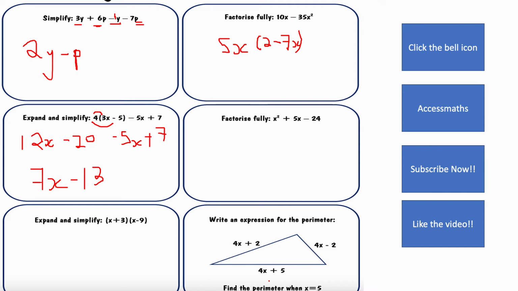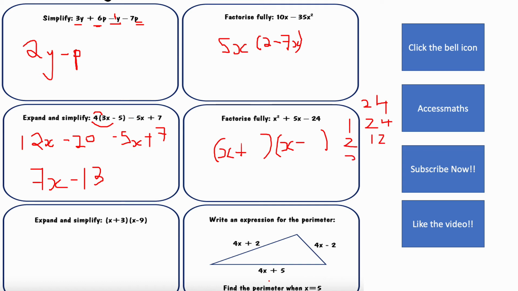Next one, factorize fully x squared plus 5x minus 24. So it's a double bracket here because I've not got any like terms in this. X squared is made up by doing x times x. I'm going to put a plus and a minus here because I've got a minus 24. So a positive times a negative gives me a negative. So factors of 24 are going to be 1 and 24, 2 and 12.